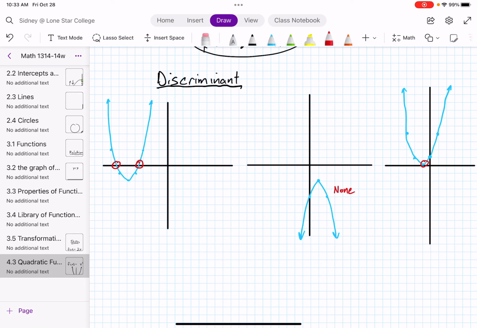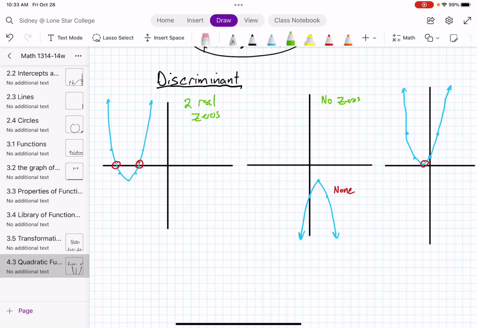So in looking at zeros of quadratics, there are three different situations that can arise. One, you can have quadratics that have two real zeros. I say real zeros because later on we'll see not real zeros, but right now, real zeros. It's also possible to have no zeros at all.